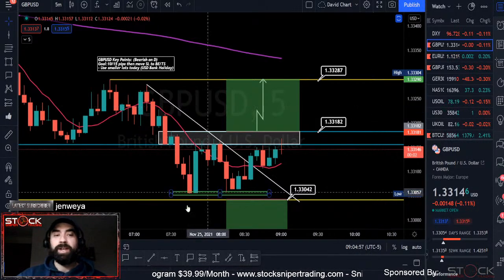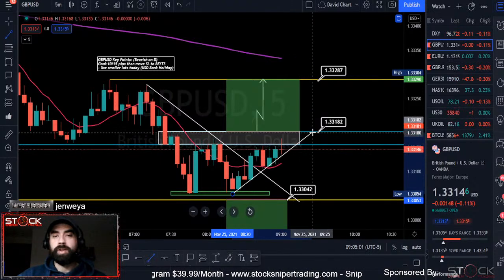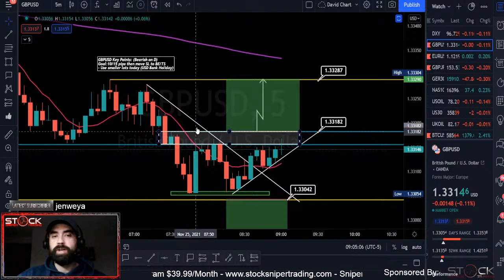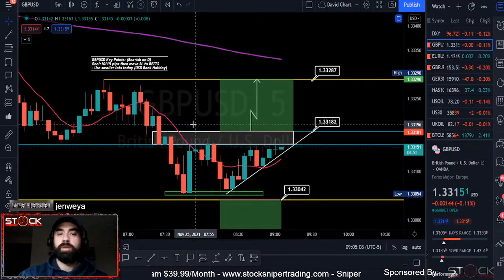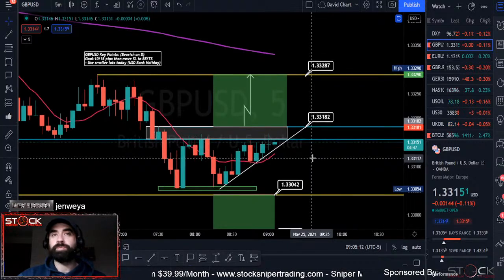Nothing's happening. But what I like on GBP USD is I do like that overall uptrend that is forming. Okay, you can see that. So to continue down, it's going to have to break some serious pressure right here.